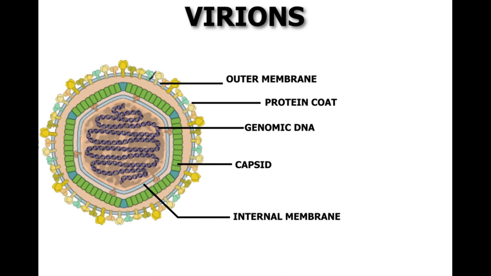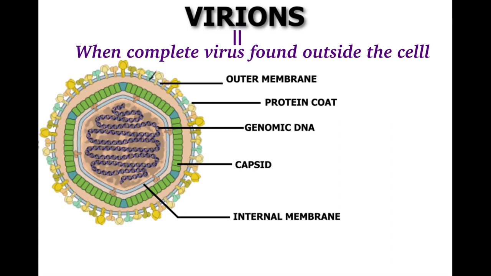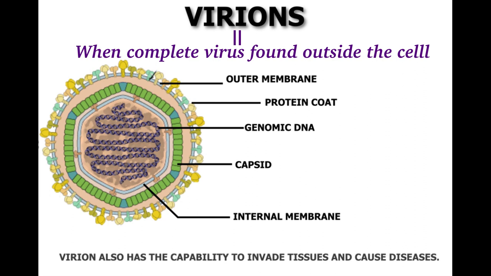When the complete virus particle, which includes DNA or RNA plus capsid, is found outside the host cell, it is called virion. Similar to virus, virion also has the capability to invade tissues and cause diseases.